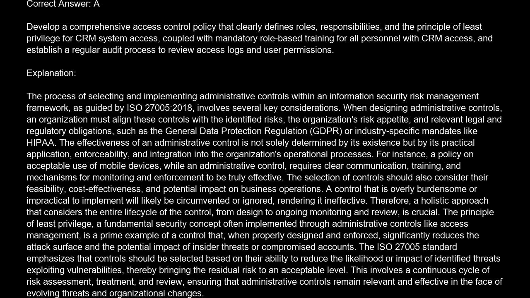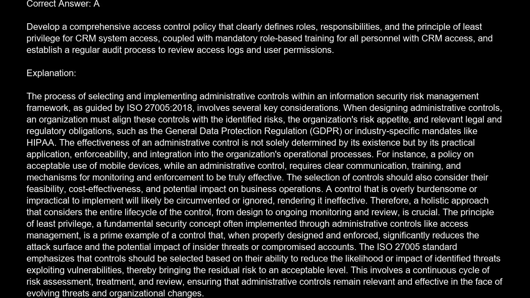When designing administrative controls, an organization must align these controls with the identified risks, the organization's risk appetite, and relevant legal and regulatory obligations, such as the General Data Protection Regulation, GDPR, or industry-specific mandates like HIPAA. The effectiveness of an administrative control is not solely determined by its existence, but by its practical application, enforceability, and integration into the organization's operational processes. For instance, a policy on acceptable use of mobile devices, while an administrative control, requires clear communication, training, and mechanisms for monitoring and enforcement to be truly effective.